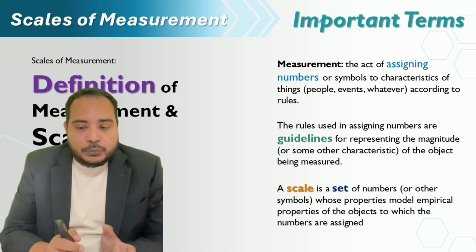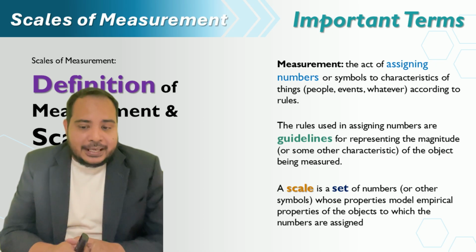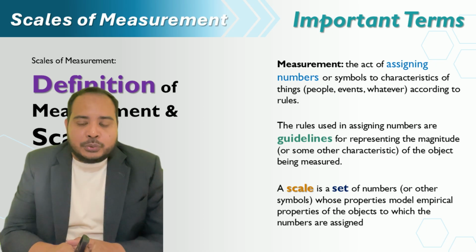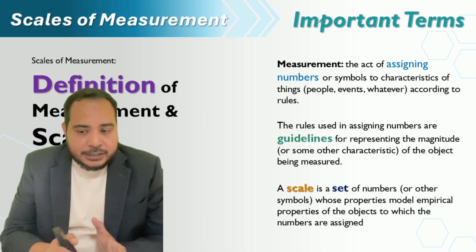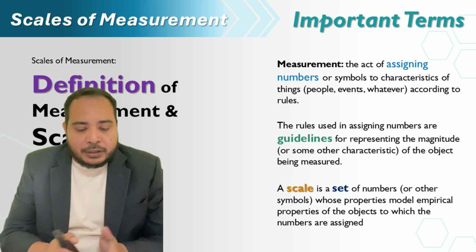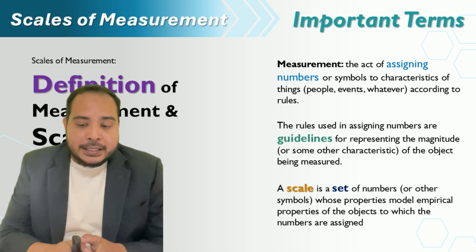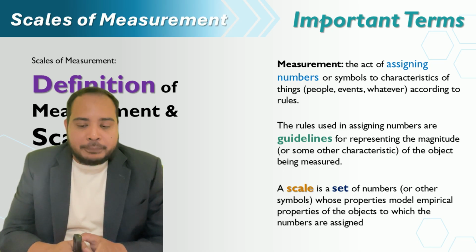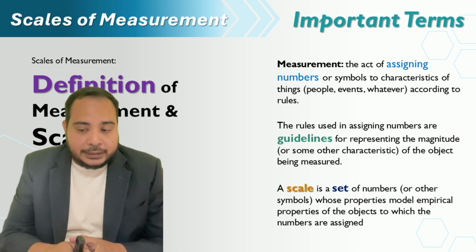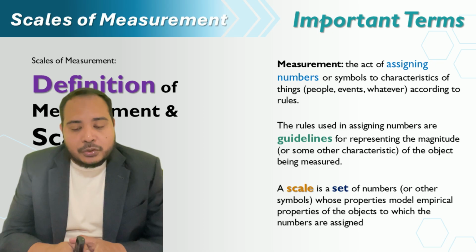Okay, the rules that we use in assigning numbers are the guidelines that help us to make inferences about the magnitude of the psychological variables that we want to measure. In other words, these guidelines represent the magnitude or some other characteristic, for example the existence of the characteristic, of the psychological variable, the object that is being measured.